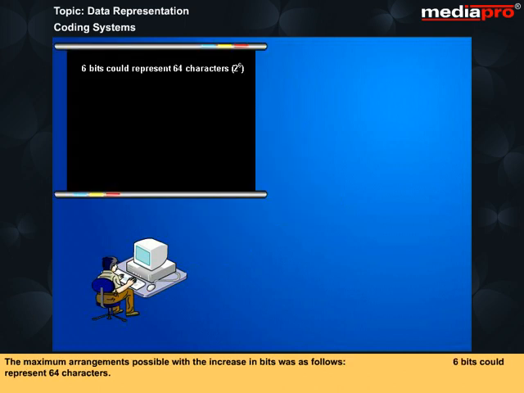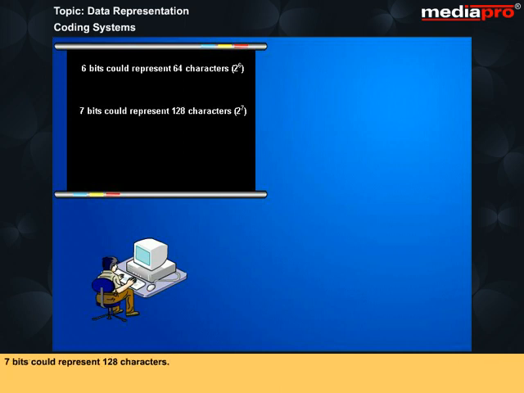The maximum arrangements possible with the increase in bits was as follows. 6 bits could represent 64 characters, 2 raised to the power of 6. 7 bits could represent 128 characters, 2 raised to the power of 7. 8 bits could represent 256 characters, 2 to the power of 8.